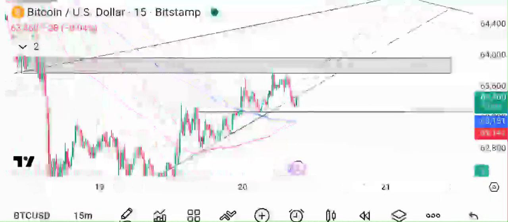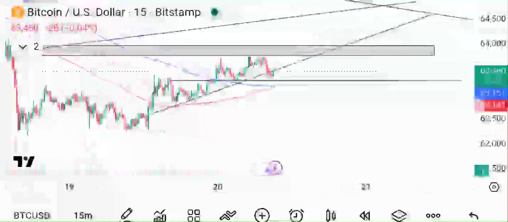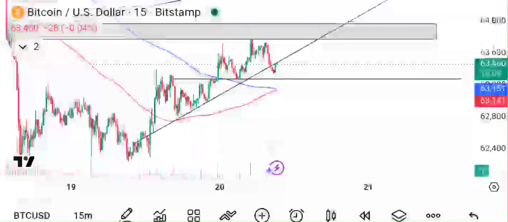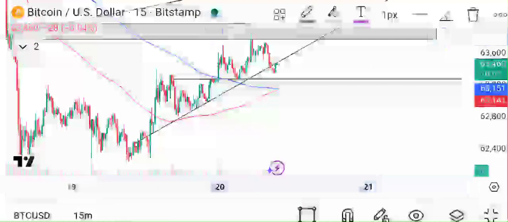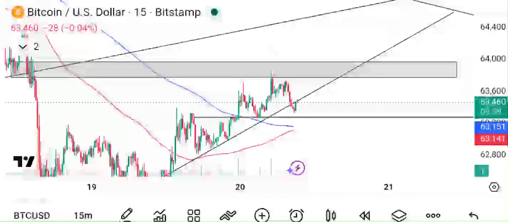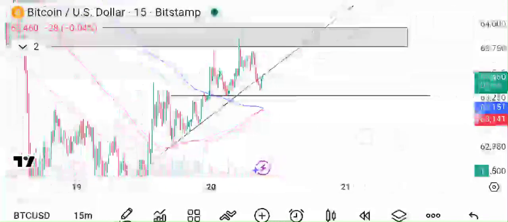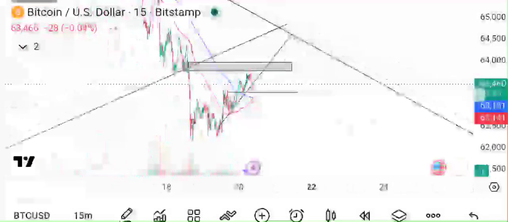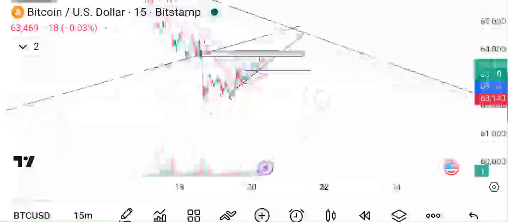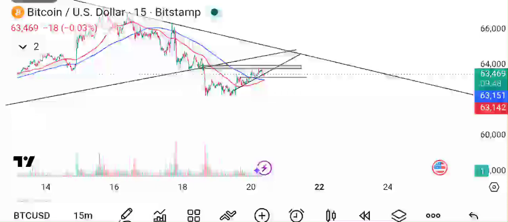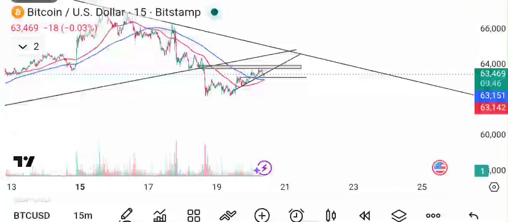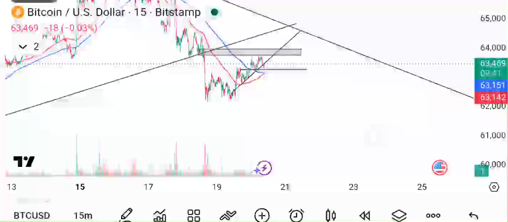So I just want to see a change of character. Price is still going upward: higher high, higher low, higher high, higher low. So I want to see price fail to make a higher high and then change character. Then we know it's high time we can enter for our selling position. So this is just the overview. We'll see how it plays out, but we are more likely to be having sells from the analysis.